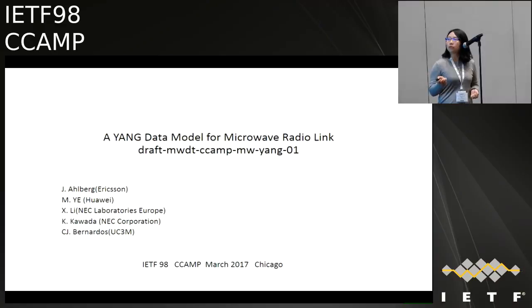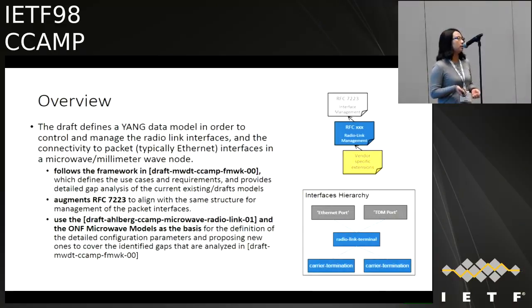For this YANG draft, first of all, an overview, just several key points. The first one is that we follow the framework mentioned in the first presentation. Another point is that we augment RFC 7223, as you can see from the figure on the top right, and we also leave space for vendor-specific implementation to further augment that. So you have the freedom to add what you want.